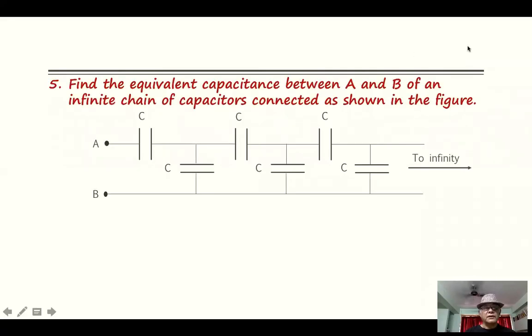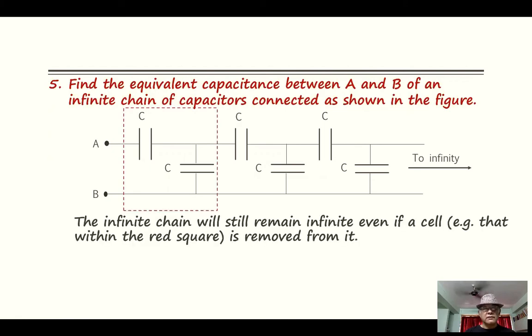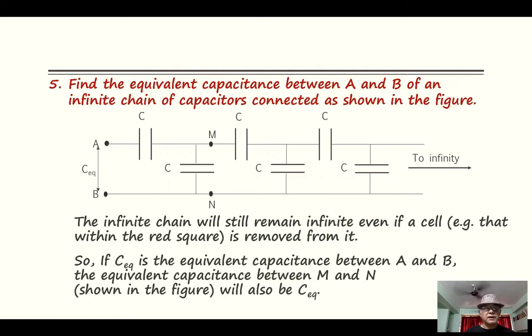Number 5. Find the equivalent capacitance between A and B of an infinite chain of capacitors connected as shown in the figure. The infinite chain will still remain infinite even if a cell is removed from it. For example, you may consider a cell shown enclosed by the red square in the figure. So if C subscript EQ, as before, EQ stands for equivalent, is the equivalent capacitance between A and B, the equivalent capacitance between M and N, which are shown in the figure, will also be C subscript EQ.